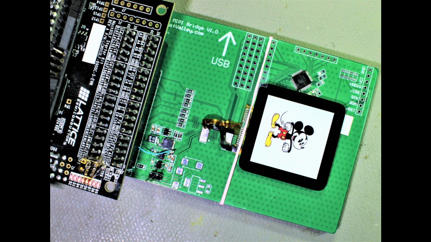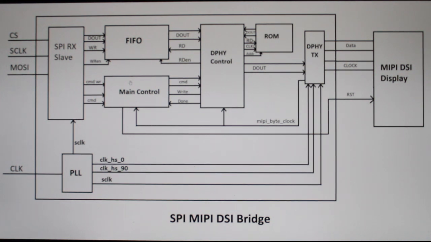You can see here scrolling between different images. Picture quality is really nice. Now let's take a look at the Verilog module. This is the system block diagram.